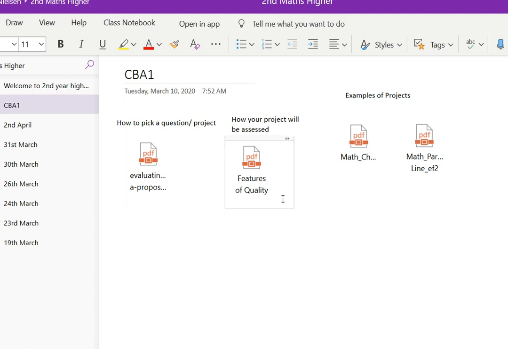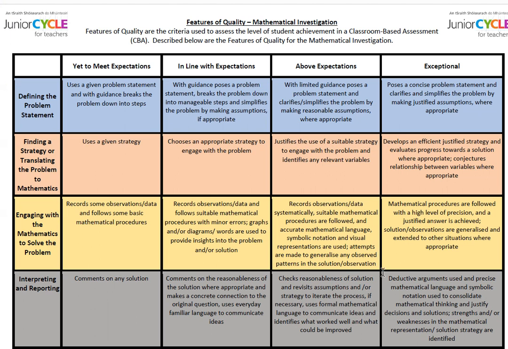Now, you need to read through all of these 4 PDFs, and I'm going to talk about some of them now. So we're going to start off with the features of quality. This is how I and the other maths teachers are going to assess your work. So you are being given the marking scheme for this test before you've done it. So you know exactly what you need to do in order to get a high grade in this project. This tells you exactly what you need to do in order to get a high grade.